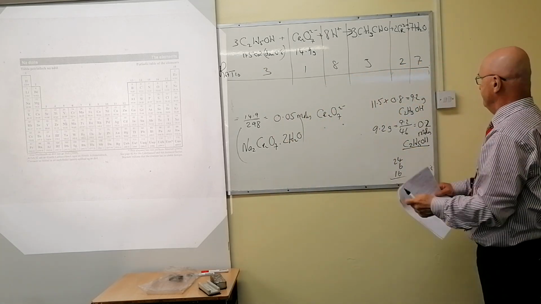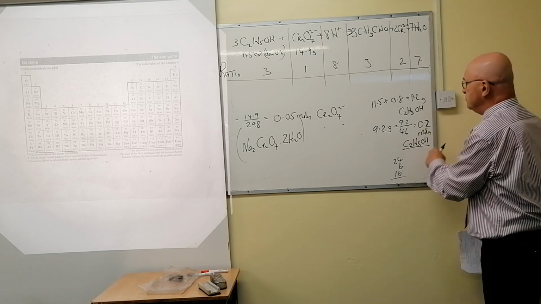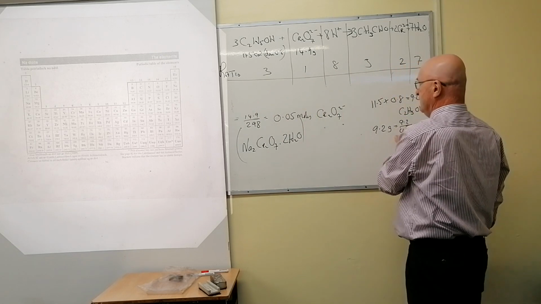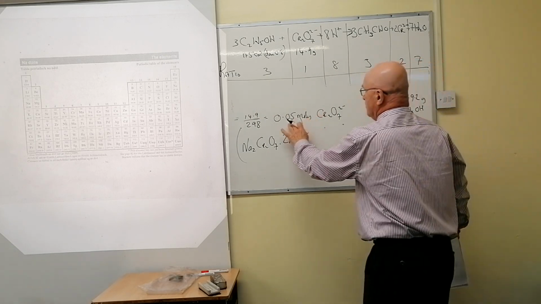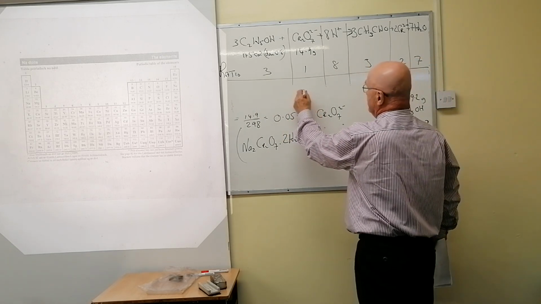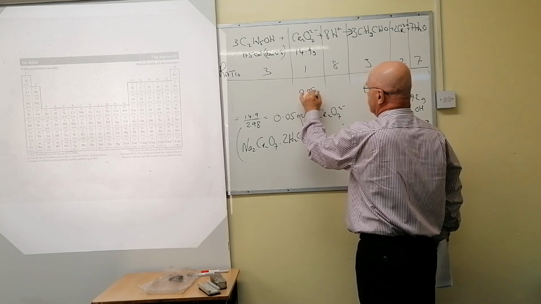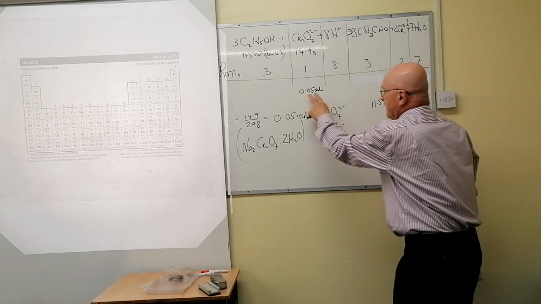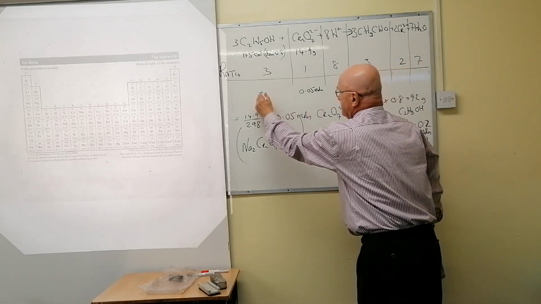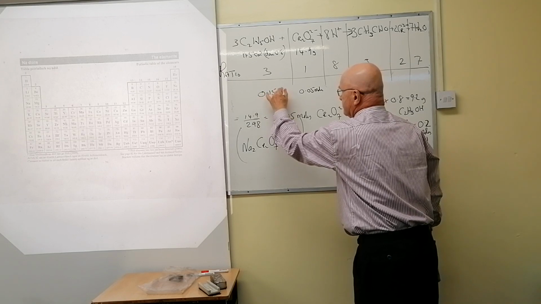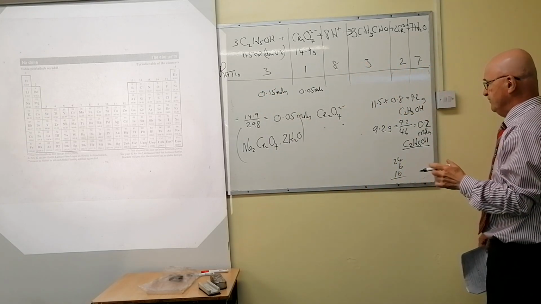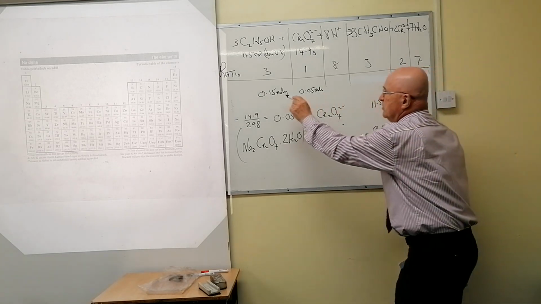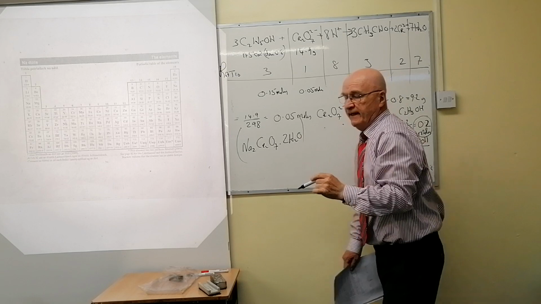Now let's look at this. If I have 0.05 moles of the dichromate, how many moles of alcohol will I need for that? And the answer is 0.15 moles. But I'm supplied with 0.2 moles. So the alcohol is in excess.